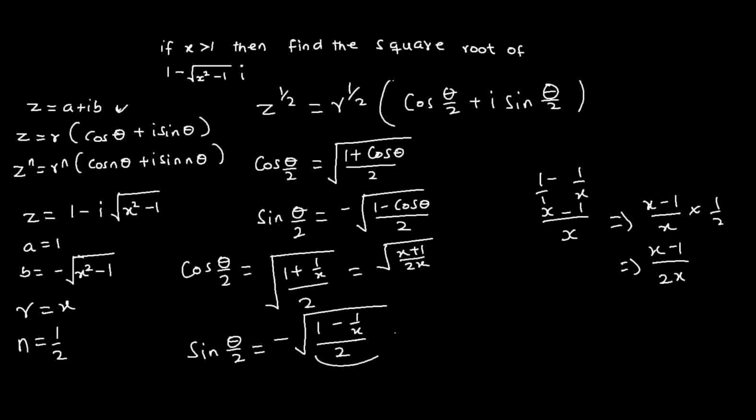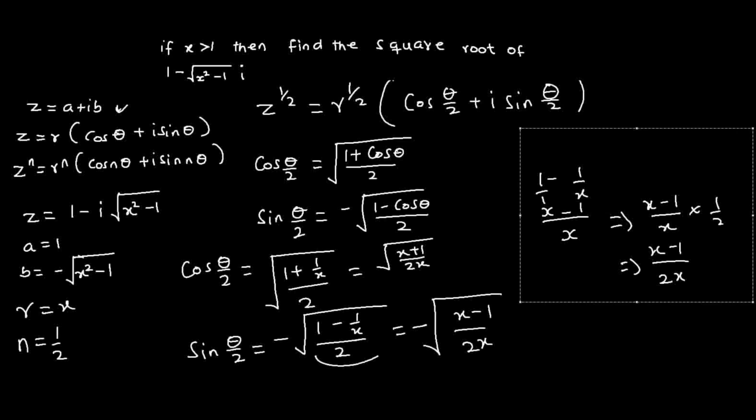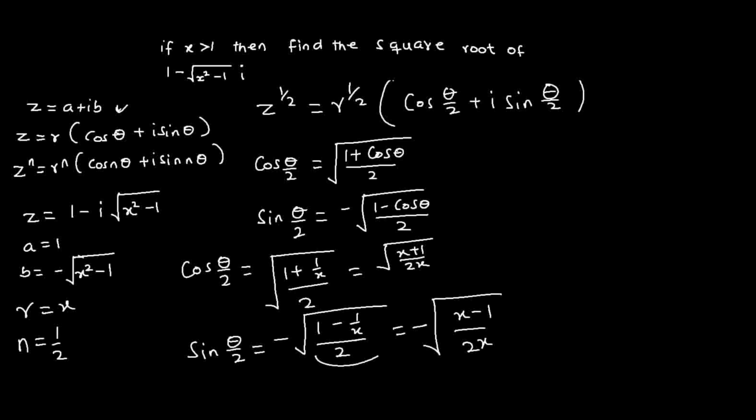So let's substitute this here. That was the square root of x minus 1 divided by 2x, and then this negative. Let's not forget that. Now all we have to do is substitution. So let's look at that.